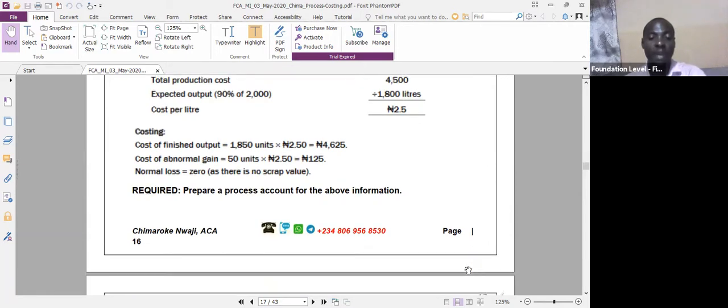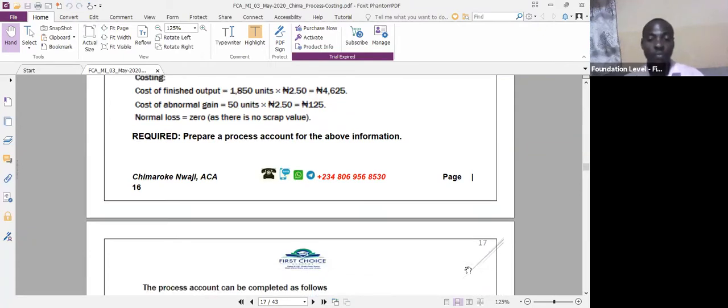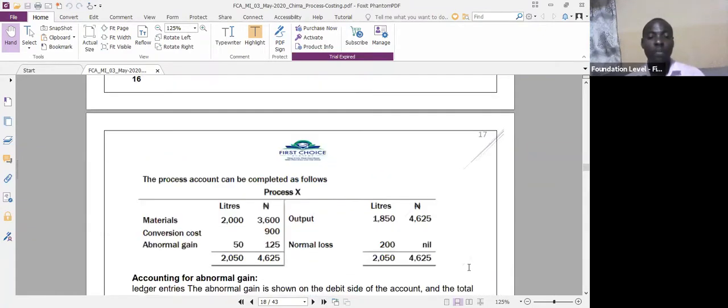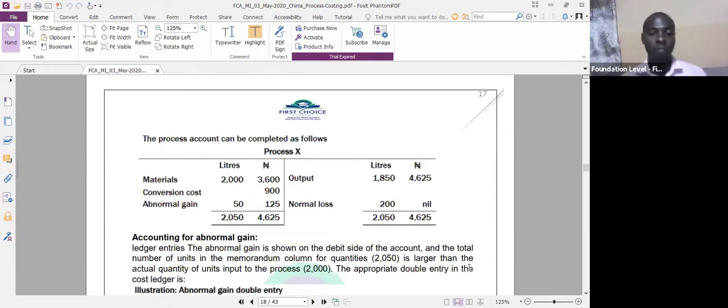We are told to prepare a process account. Now, your process account has your materials on the left-hand side as we usually know. 3,600 is the value, but now we have conversion of 900 and abnormal gain being in that same line. So abnormal gain will increase the material cost. So we have 500 naira and 500 units and 125 naira.